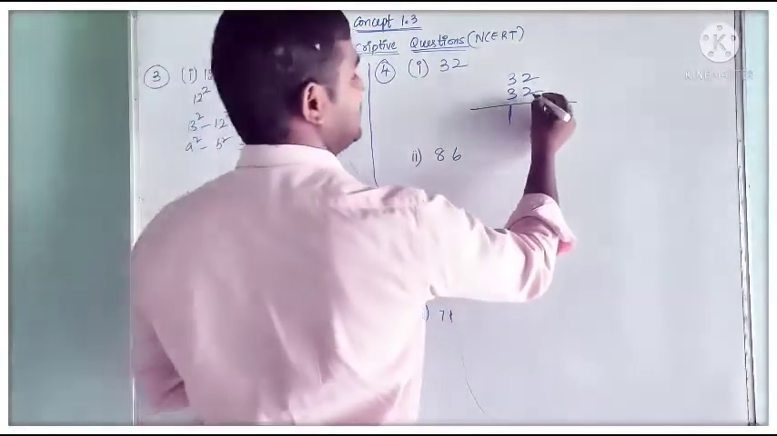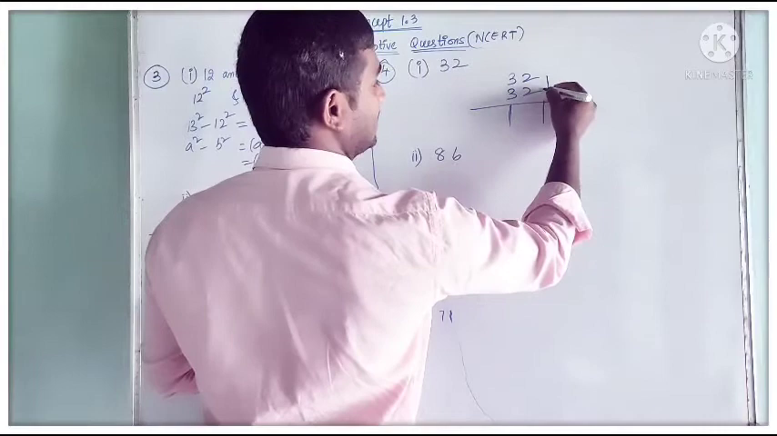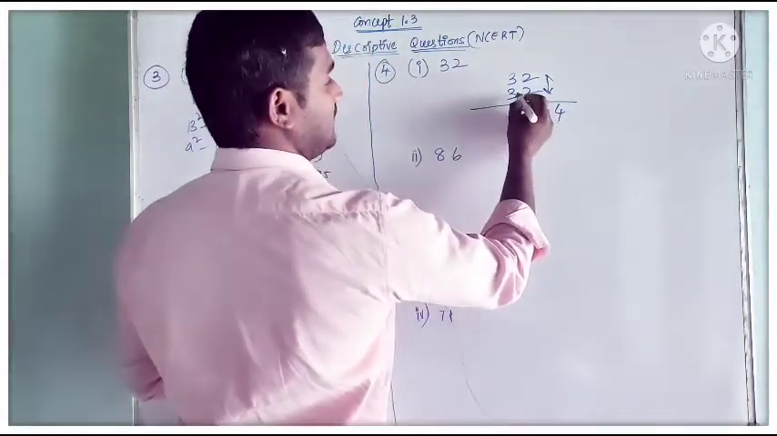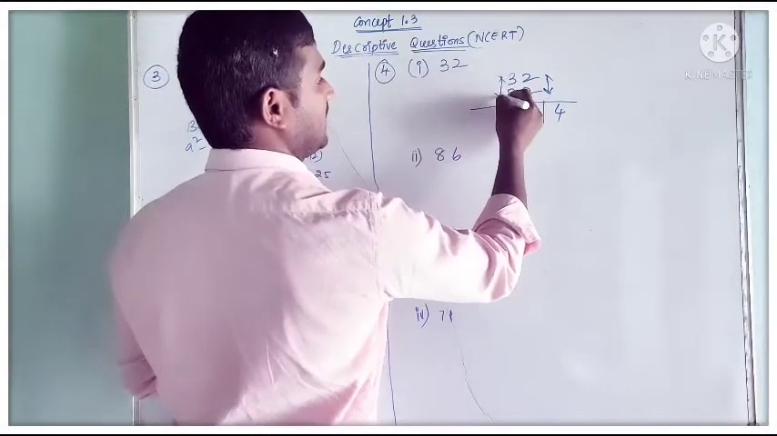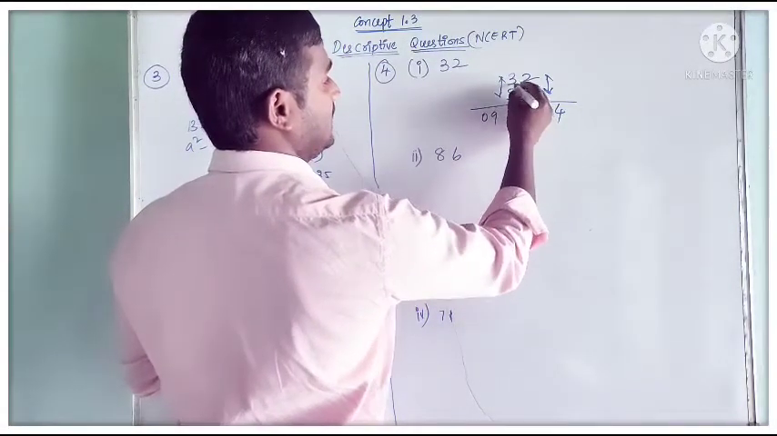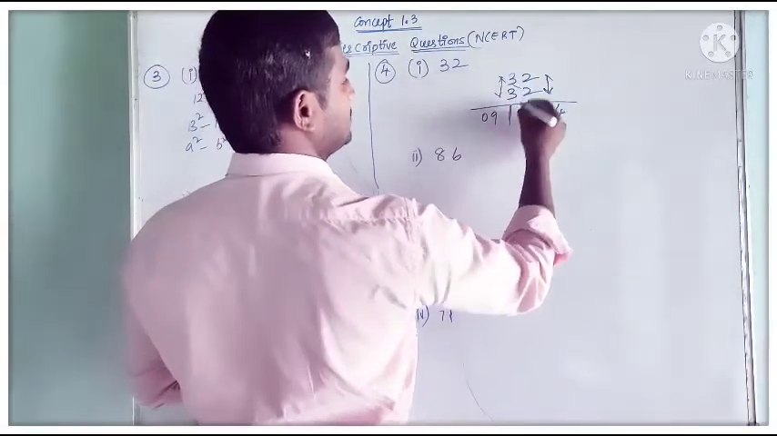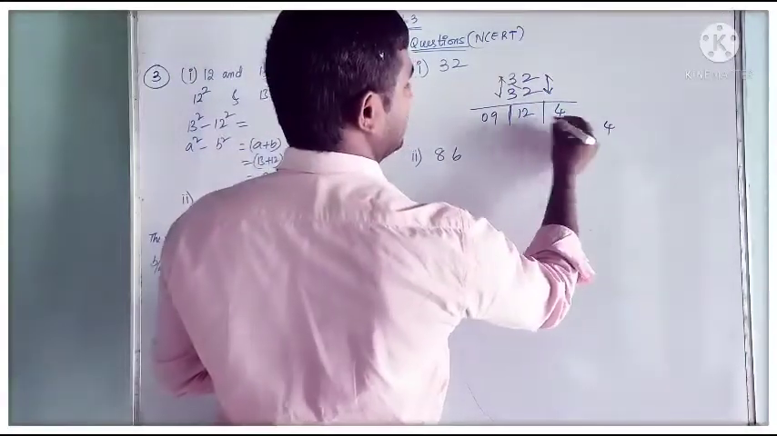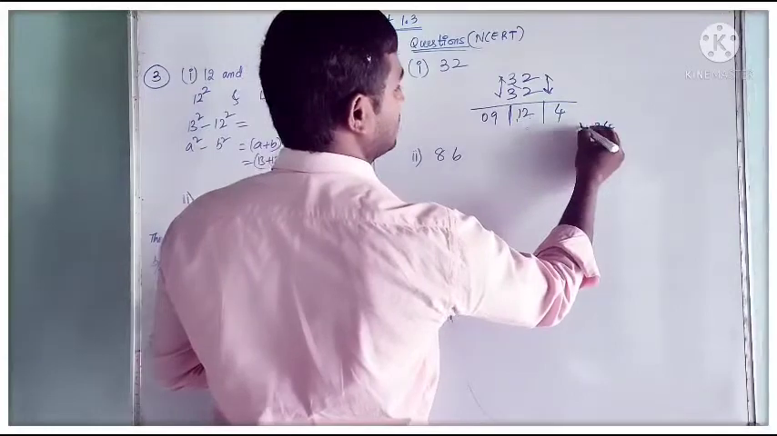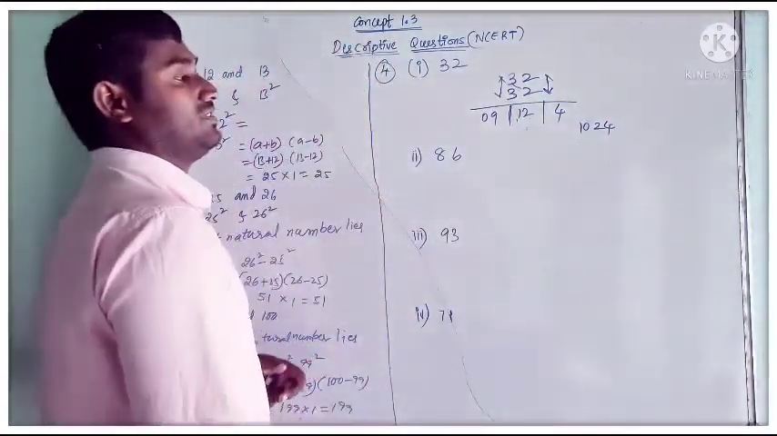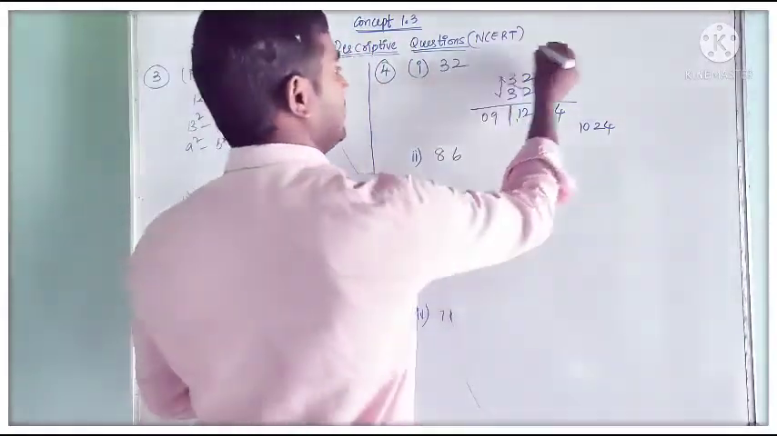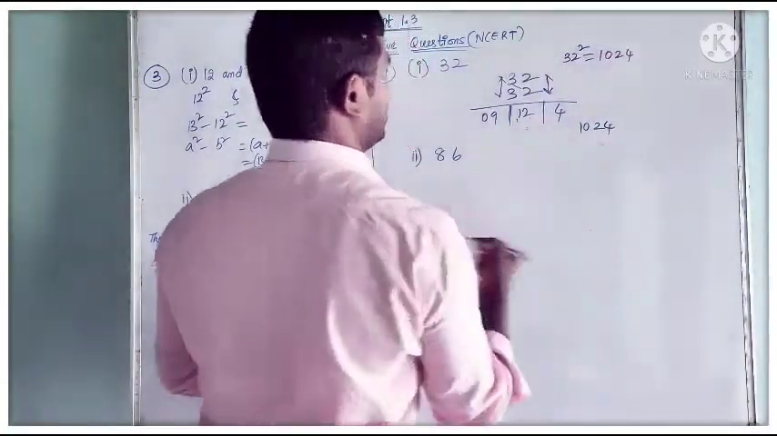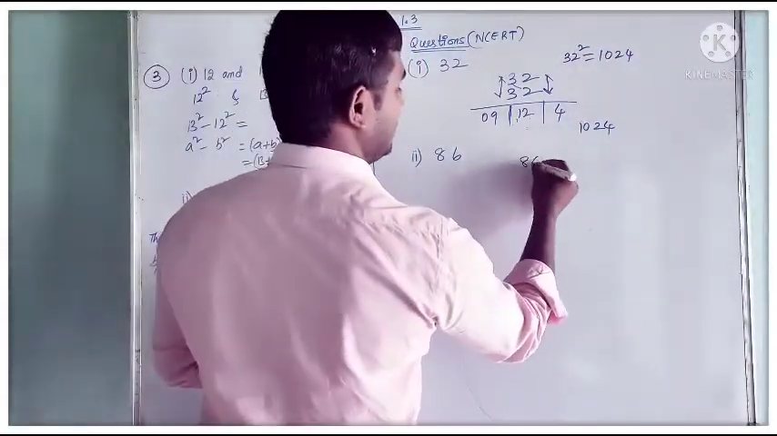Okay, first box, 2 into 2, multiply and write 4. Then cross multiply, 3 into 2 is 6, 3 into 2 is 6. 6 plus 6, 12. Now add the 3 into 3, that is 9, here. The 2 is written, and 1 carries over. So 10, 1024. So the square of 32 is 1024. Similarly, 86 square.